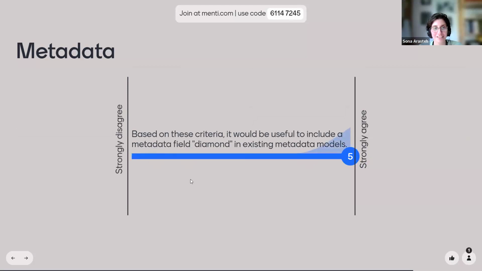So the last statement is, based on these criteria, it would be useful to include a metadata field diamond in existing metadata models.